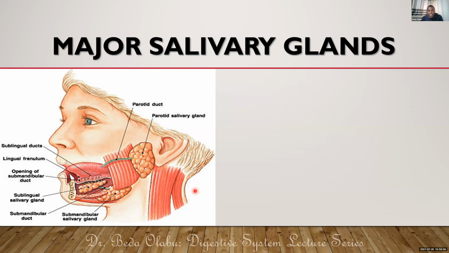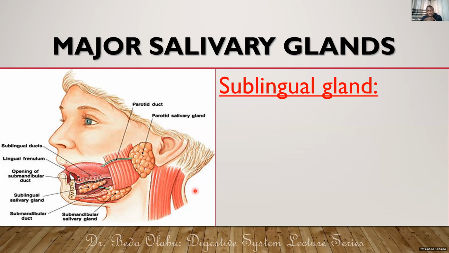The second salivary gland to talk about is the sublingual gland, located below the tongue. That's why we call it sublingual.